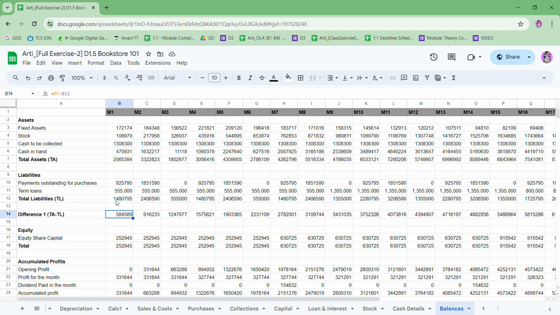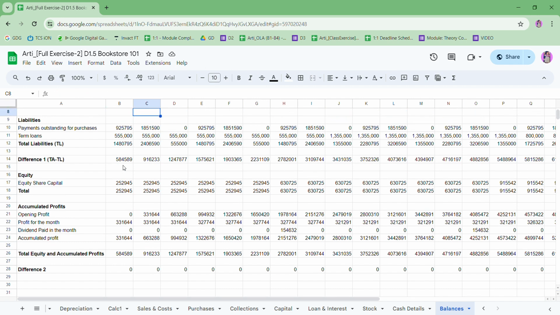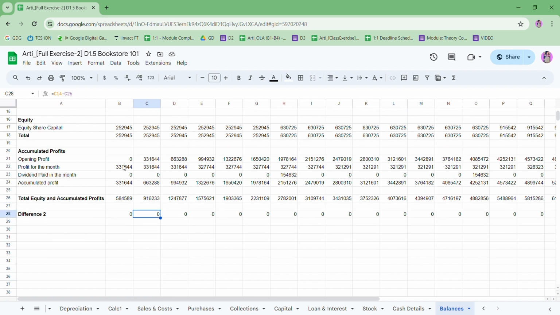Now in that way we got the difference amount by deducting total liability from total asset. And here are the references with equity share capital and accumulated profit, in which dividend paid for the month has been shown. How have we calculated our accumulated profit? By adding opening profit with the profit for the month and deducting dividend paid in the month. In that way we have calculated our total equity and accumulated profit by adding equity and accumulated profit, and the difference is 0. So that proves that our calculation is right, as we have the difference as 0.